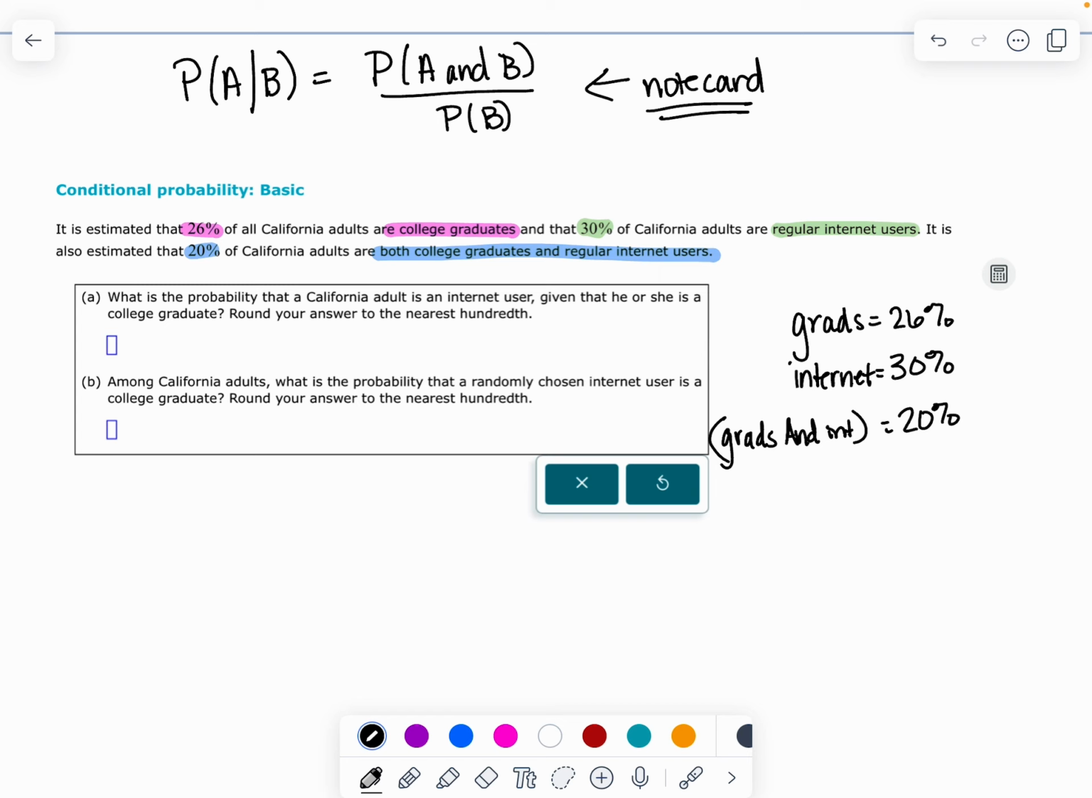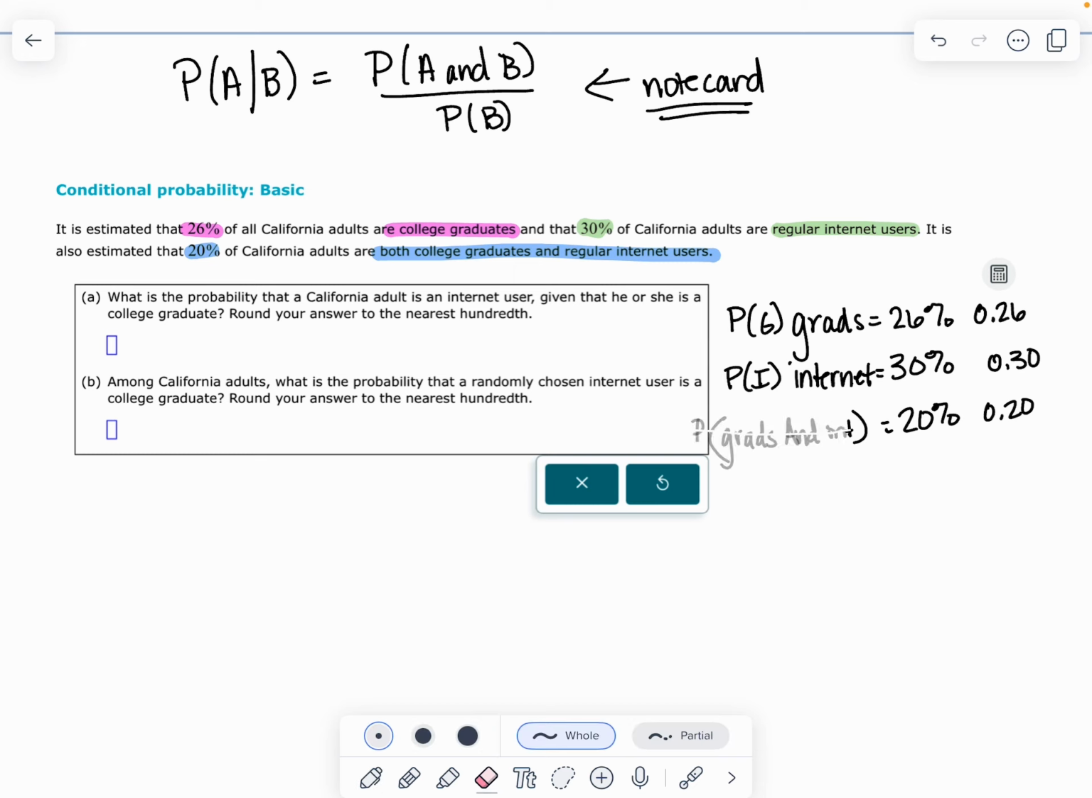Now remember, as percentages, it'd be better if we wrote them as 0.26, 0.30, 0.20. There we go. So this is the probability that they're a grad. This is the probability that they're an internet user. This is the probability that they are grad and internet. Okay. PG, PI, PG and I. Cool.